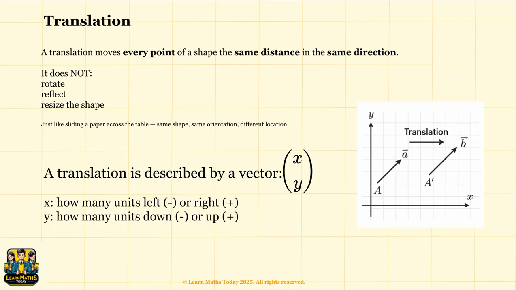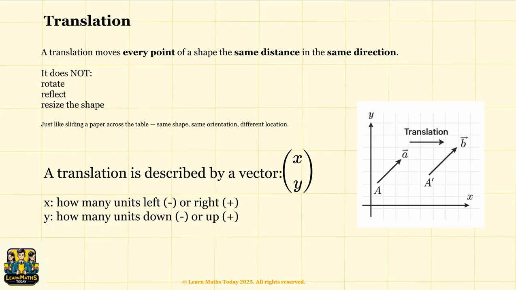Let's learn about translation. A translation simply means moving a shape, but without turning it, flipping it, or resizing it. It means moving every point of a shape the same distance in the same direction. Imagine sliding a piece of paper across the table. The shape stays exactly the same size, same orientation, it just lands in a new spot.